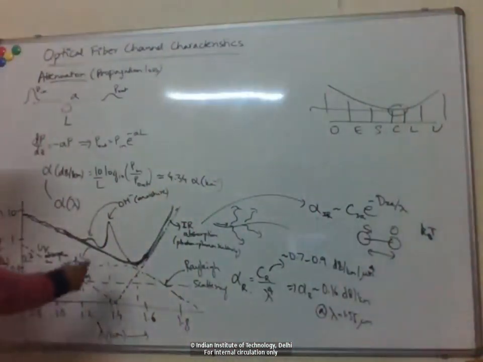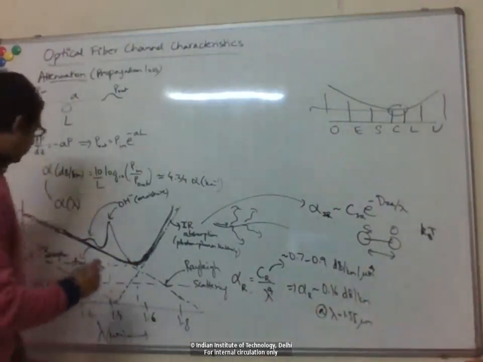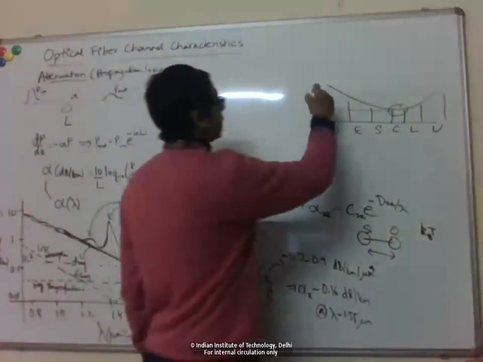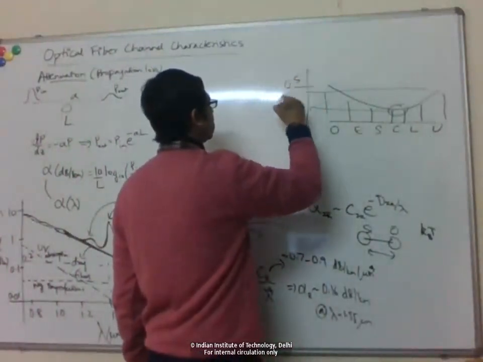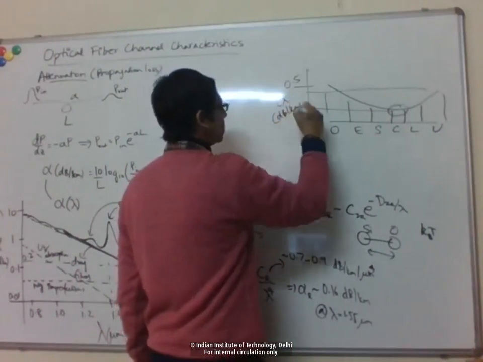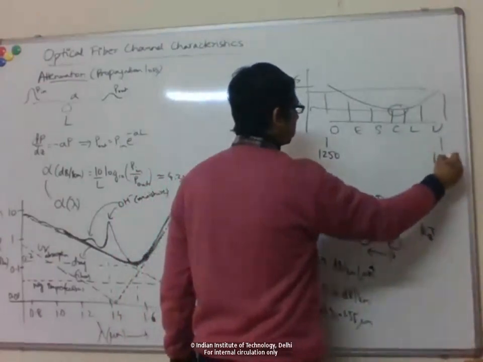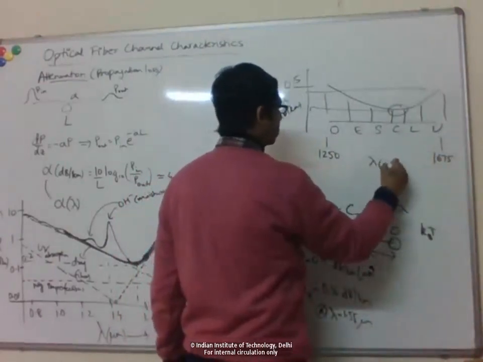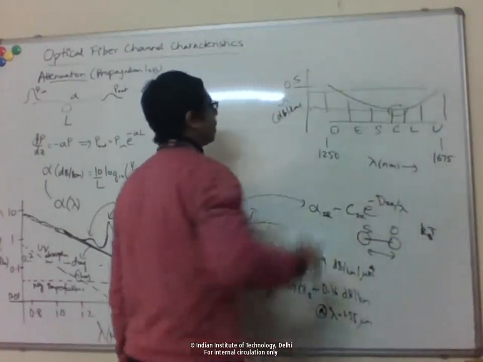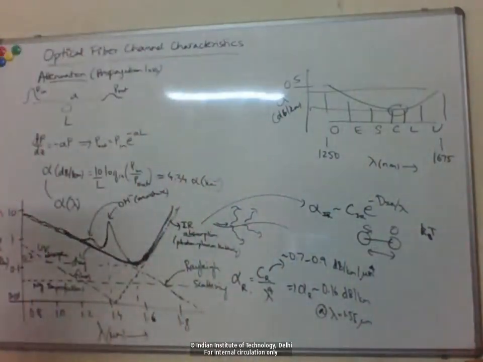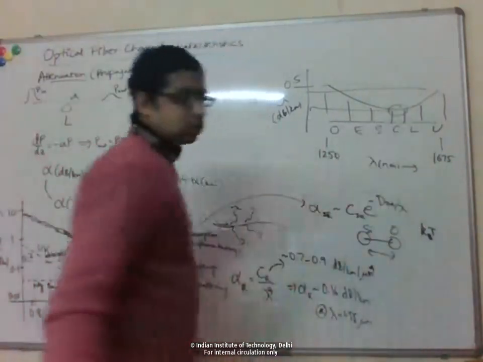Okay. So these dry fibers get rid of this moisture peak, and then the whole range here can be below around 0.5 dB per kilometer. So this is like 1250 to 1675, right? Over this entire band, you can have loss of around 0.5 dB or less than 0.5 dB per kilometer. But the minimum occurs around the C band.